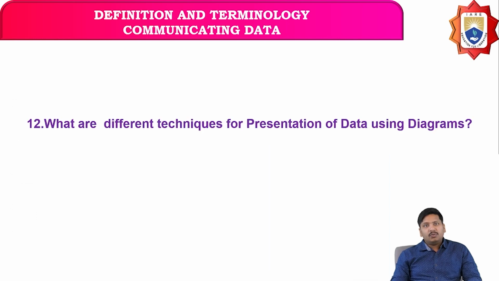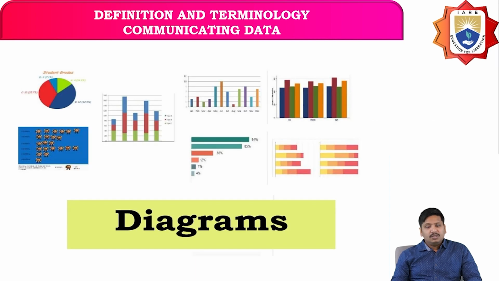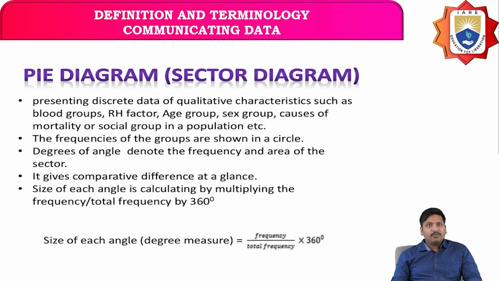And the next one is, what are the different techniques of presentation of data using diagrams? We are going to have different types of diagrams, like the pie diagram or sector diagram. Normally this is used for presenting discrete data of qualitative characteristics, such as blood groups, age group, sex group, and the causes of various mortality and social group in the population. The frequencies of the groups are shown in a circle, and the degrees of angle denote the frequency and area of the sector.